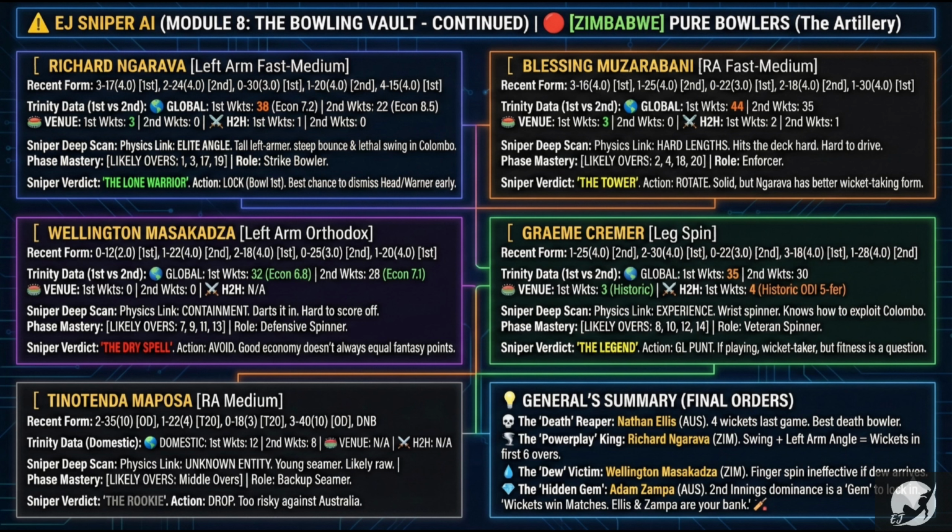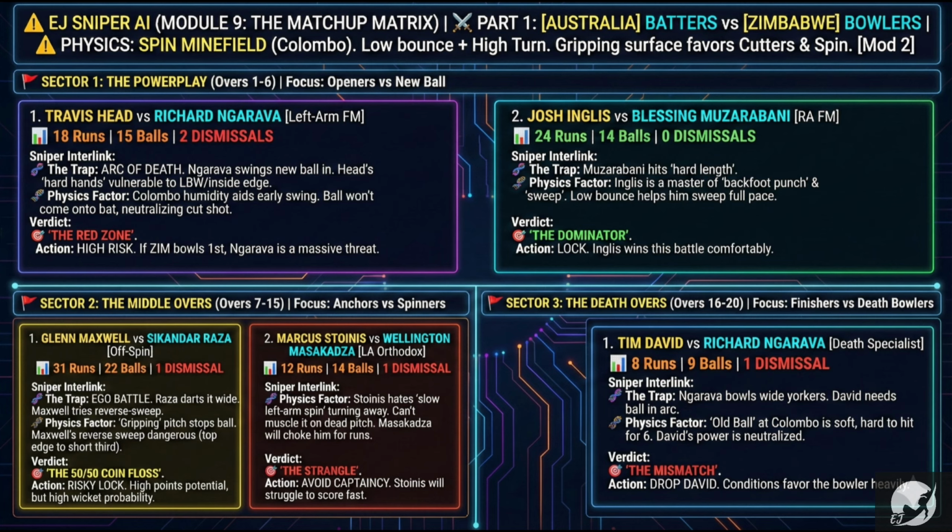Sniper's final summary: you need 3 bowlers to win this war. Nathan Ellis for the death. Richard Ngarava for the new ball. And Adam Zampa for the kill. The squad is locked. Now, let's execute the matchup matrix. Sniper, individual stats are useless if the matchup is deadly.